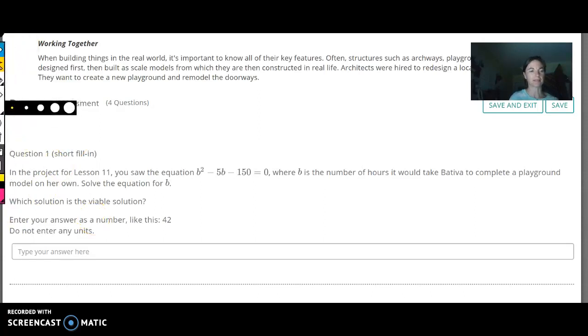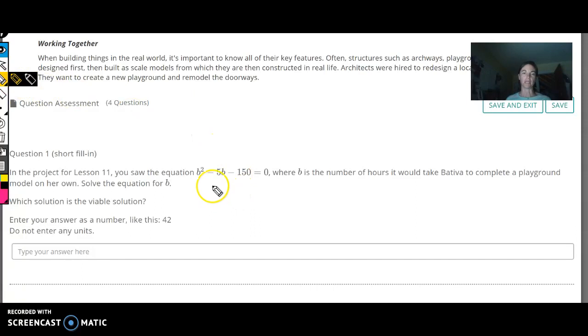Let me get this out of the way so I can read it. In the project for lesson 11, you saw the equation b squared minus 5b minus 150 equals 0, where b is the number of hours it would take Bativa to complete a playground model on her own. Solve the equation for b. So if you will remember here, we ended up with b minus 15 and b plus 10 equal to 0. Okay, that was our factored form.